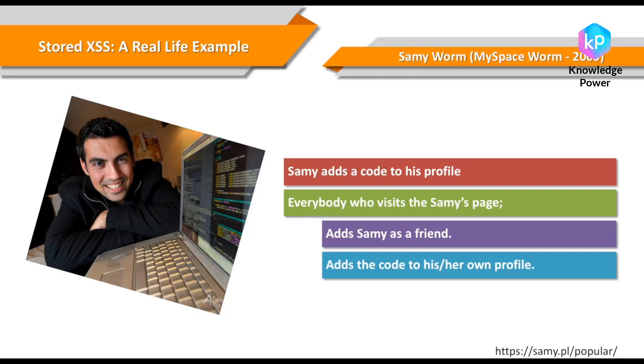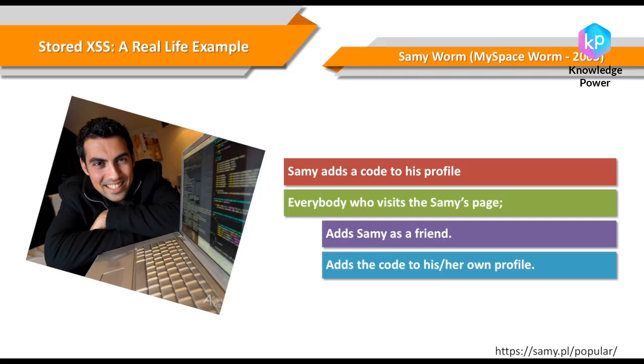Second, the code added itself to the visitor's profile. Now that means anyone who views their profile also adds Samy as a friend. And then anyone who hits those people's profiles adds Samy as a friend, and so on and so on. So if 5 people viewed his profile, that's 5 new friends. If 5 people viewed each of their profiles, that's 25 more new friends.